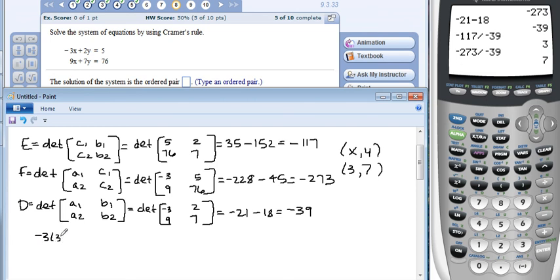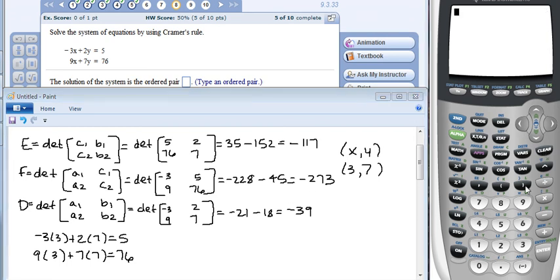Negative 3 times 3 plus 2 times 7 should give me 5. And 9 times 3 plus 7 times 7 should give me 76. And again, I'm going to be lazy and use my calculator. Rotten teacher I am. Negative 3 times 3 plus 2 times 7 gives me the 5. That one works. 9 times 3 plus 7 times 7 gives me the 76.